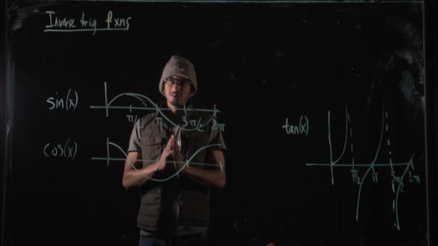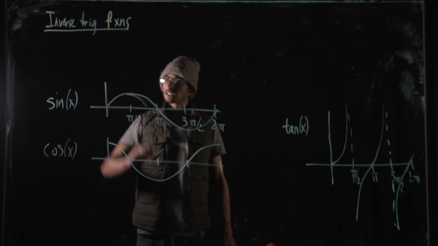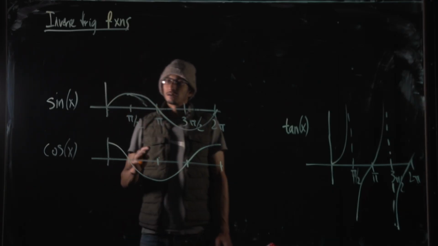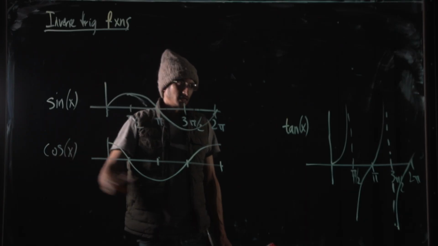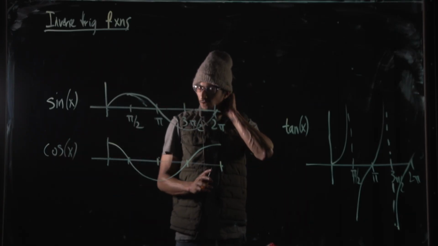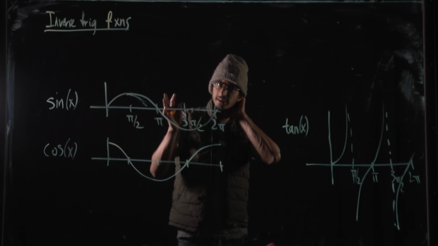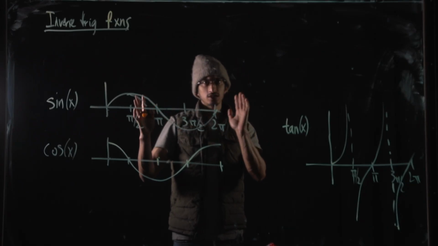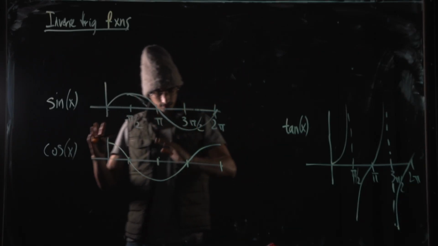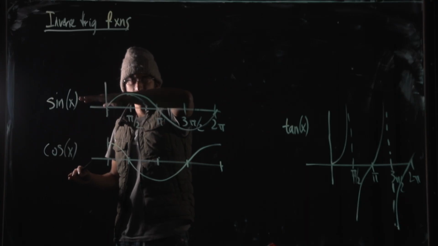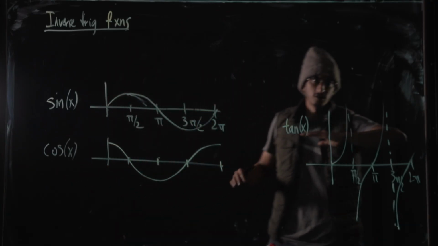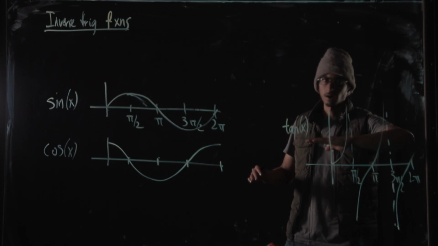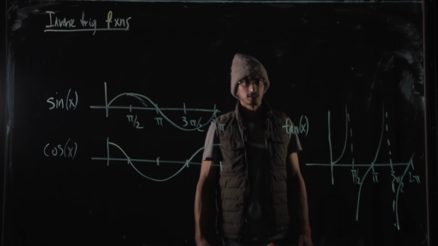The topic for this video is inverse trig functions. At the end of last video, we drew the graphs for sine, cosine, and tangent. Now recall, you can only take the inverse function of a function that is one-to-one. These functions don't satisfy the horizontal line test. They're not one-to-one functions. A horizontal line crosses at multiple points.